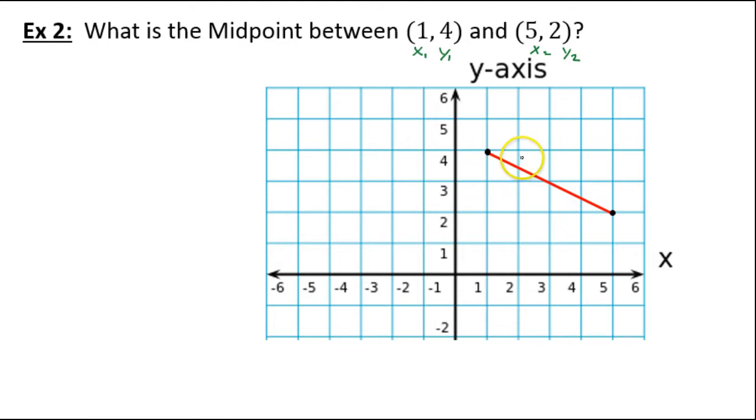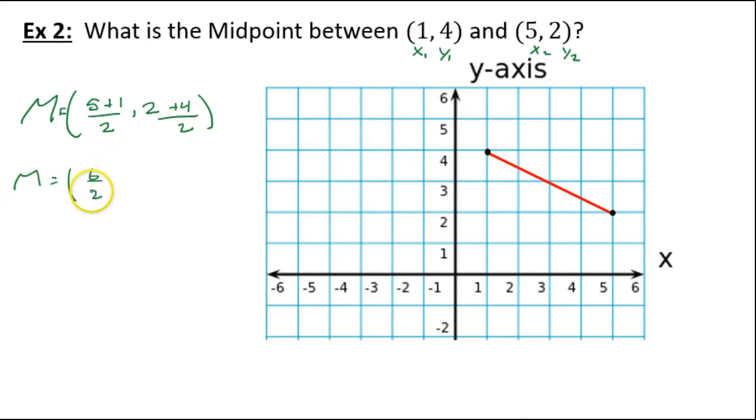But to do it more algebraically, when I don't give you a graph, we're going to apply the formula. So we know my midpoint is going to be the average of my two x's, so 5 plus 1 over 2, and the average of my two y's, 2 plus 4 over 2. This gives us 6 over 2, 6 over 2. We simplify, and we end up with 3, 3.